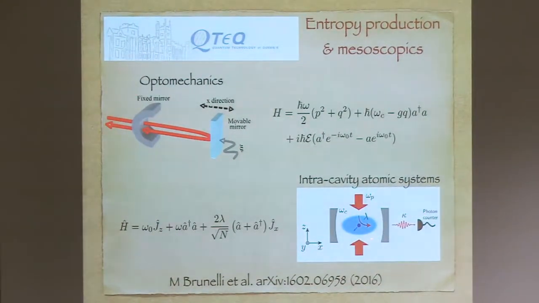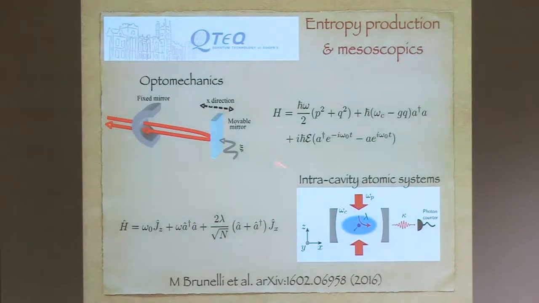Back in 2016, we were curious enough to see how this formalism could be applied to state-of-the-art experiments in two platforms dealing with mesoscopic systems: cavity optomechanics on one end and intra-cavity atomic systems on the other. The experiments were run in collaboration with the group of Markus Aspelmeyer in Vienna and the group of Tilman Esslinger in Zurich. I'm not going to go into the details of the two platforms, but I'm more than happy to discuss them with you later on if you are interested.